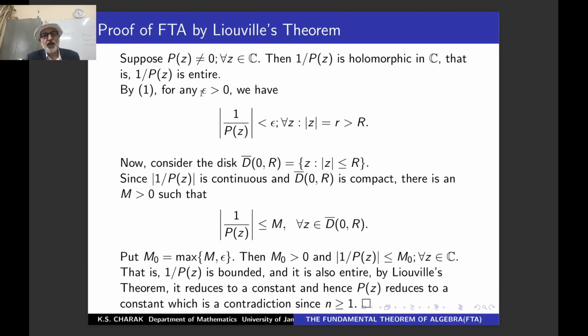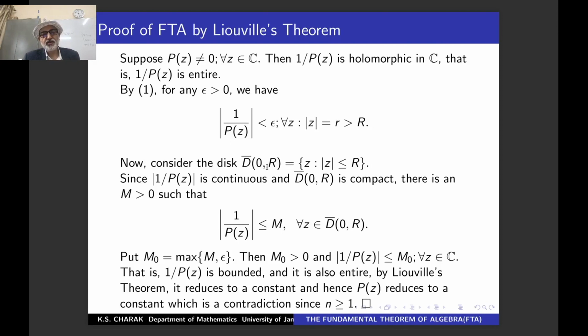By the first result, for any epsilon bigger than 0, this thing is tending to 0. That means this thing is arbitrarily small for arbitrarily large mod z, that means mod z greater than r. So this expression is going to be arbitrarily small outside a circle of radius r. Remember, you draw a circle of radius r, mod of 1 upon p(z) is going to be very small outside that circle. So what happens on the circle and inside of that? That part is still to be handled.